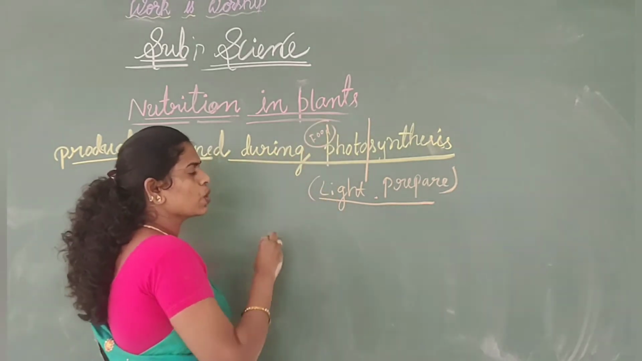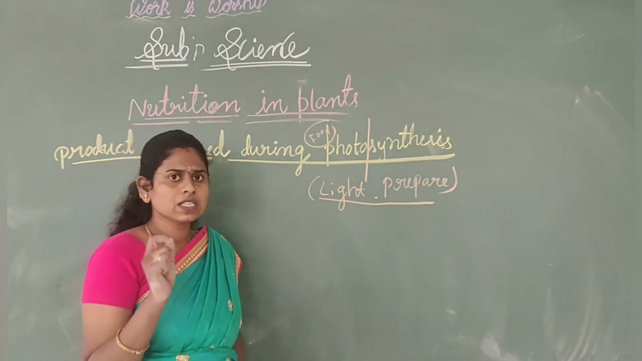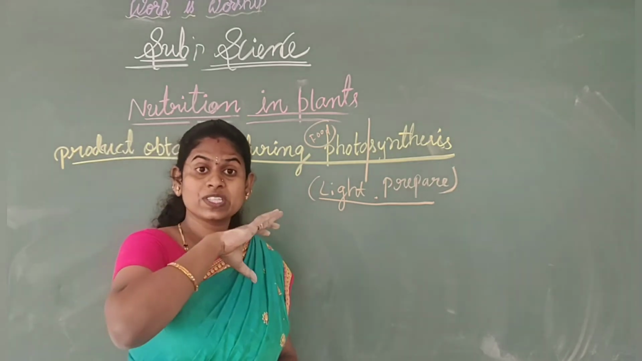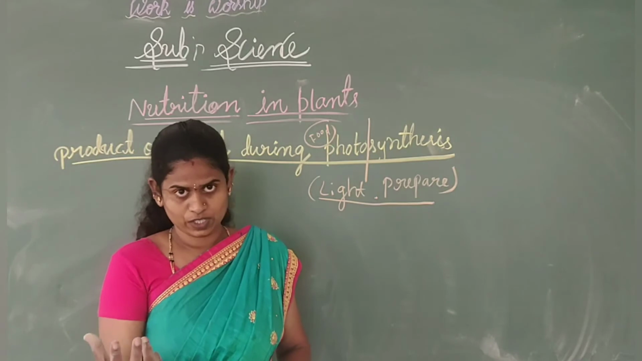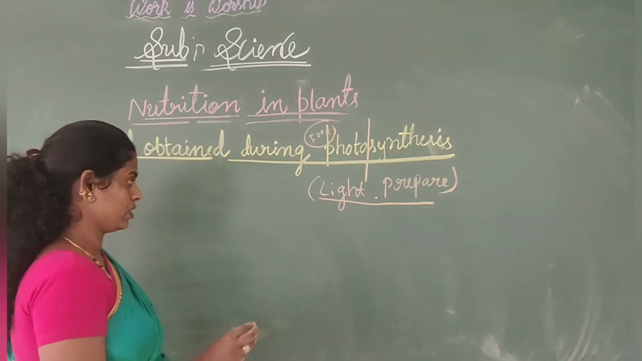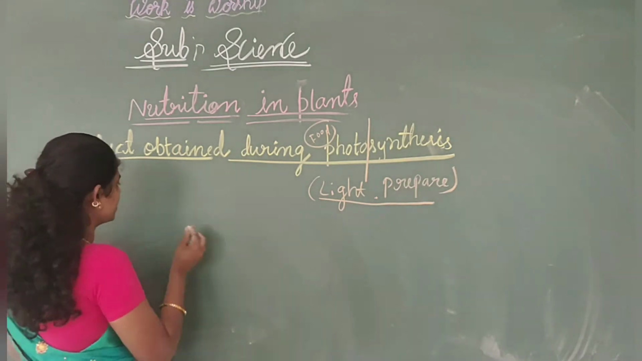Understood? So what are the products obtained during photosynthesis? See, during photosynthesis, what are the products obtained? Now, the photosynthesis process can be written in word form as well as equation form. Now I will write the first one, word form. How to write in words?